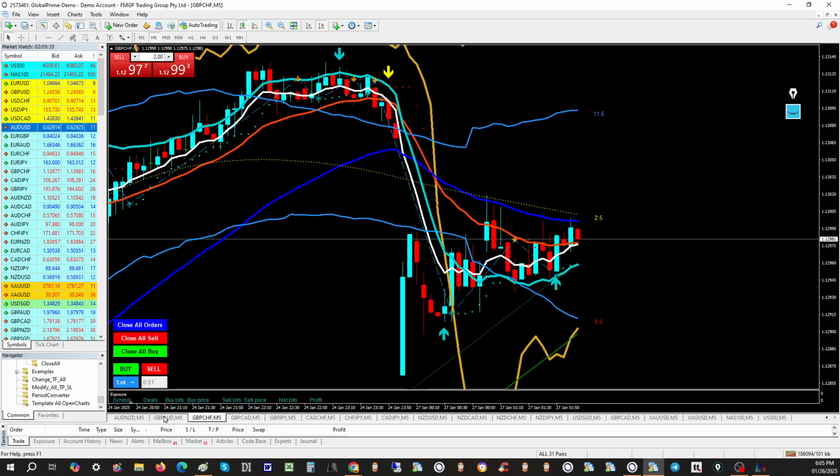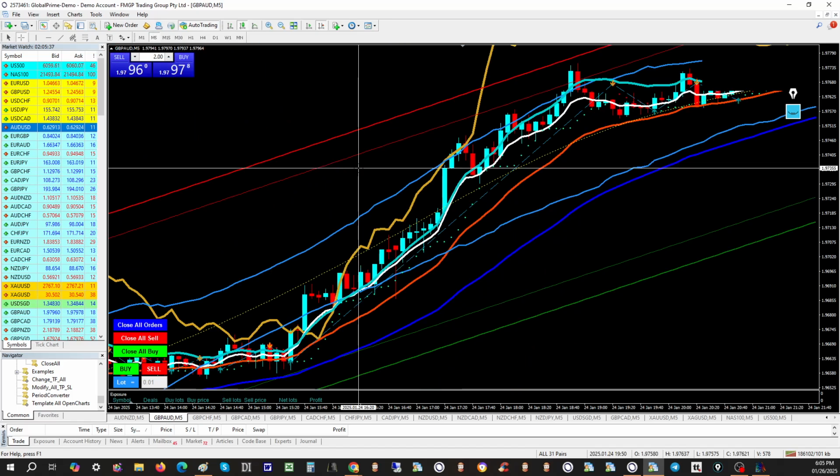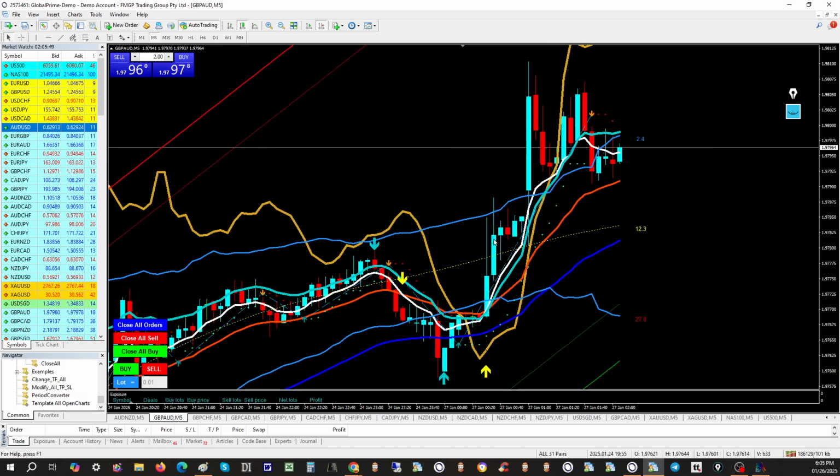Pound Audi. Let's go to 1500. And this looks like one right here. You're in, all the way up, you're out, somewhere between 50 to 60 pips. Nothing else the end of the day. Let's see here. Yeah, nothing else the end of the day on that.